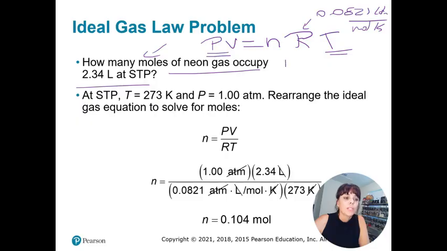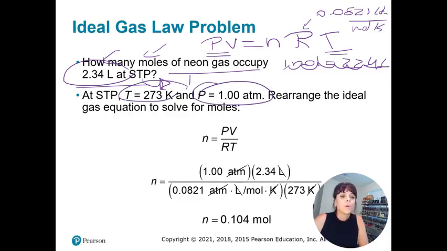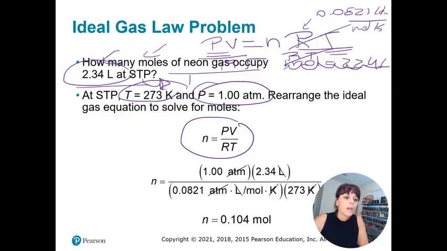I know that 1 mole occupies 22.4 liters. But here they're giving you 2.34, so I know that cannot be 1 mole. Okay, so for the pressure, at STP, I know the pressure is 1 atm, and I know the temperature is 273 kelvins. The only thing I will rearrange is to divide both sides by RT, so I have n equals PV divided by RT. Algebra again. Now you put back all the data that you have.